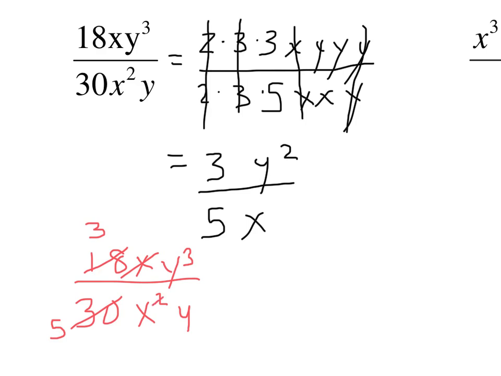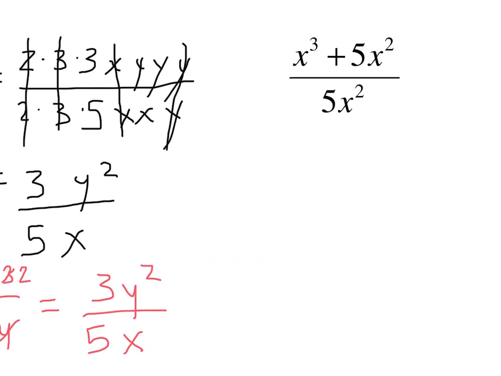Then you have y cubed over y. That y in the denominator will cancel with one of those y's in the numerator. So that leaves us with y squared. So that's 3y squared over 5 times x, and that should be to the first power. So we get the same answer whichever way we do it. It's a matter of how you want to think about it.